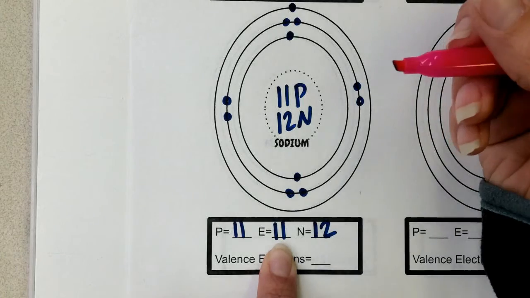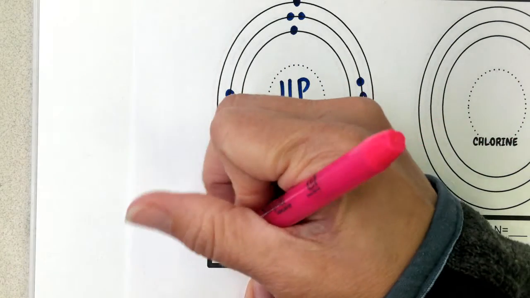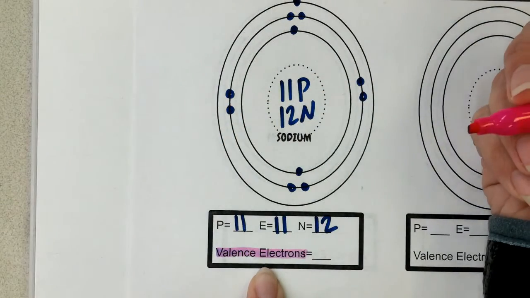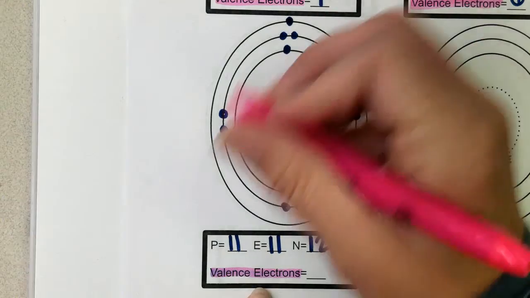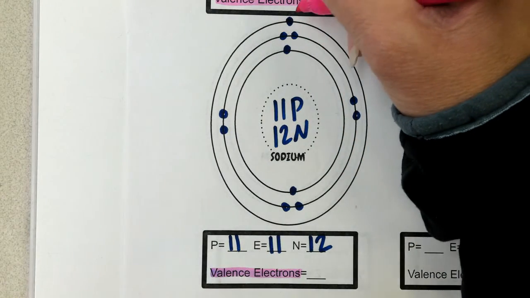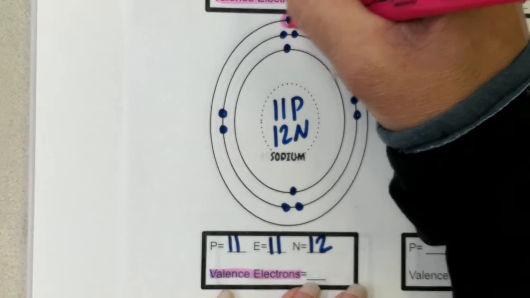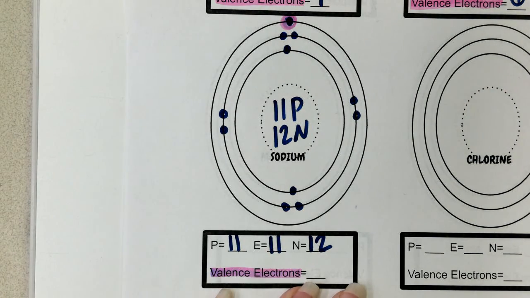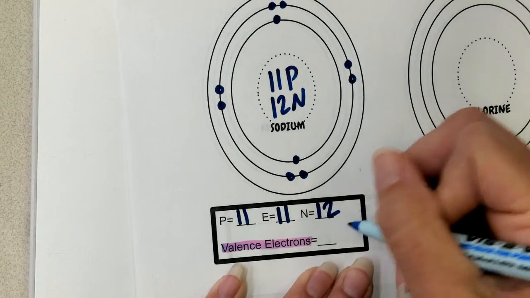So for our valence electrons, these are the electrons in the outermost energy level. This time we have a third energy level that has an electron in it, so we just count the ones in that one. And there's just one in the third energy level, so we only have one valence electron.